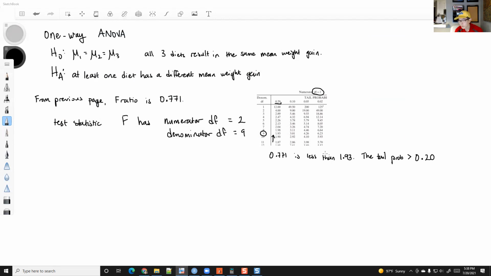So our tail probability is going to be greater than 20%. You're going to have non-directional hypotheses, so this tail probability is our p-value. Our p-value is greater than 20%. And let's say alpha is equal to 5%, we would say do not reject the null hypothesis.